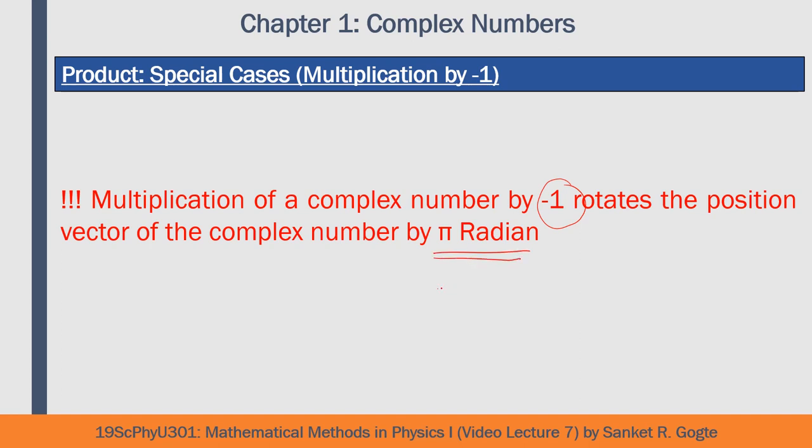You can equally say that it rotates the position vector by minus pi radians. It won't make much of a difference.